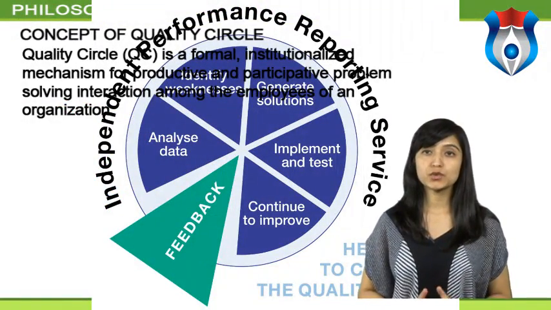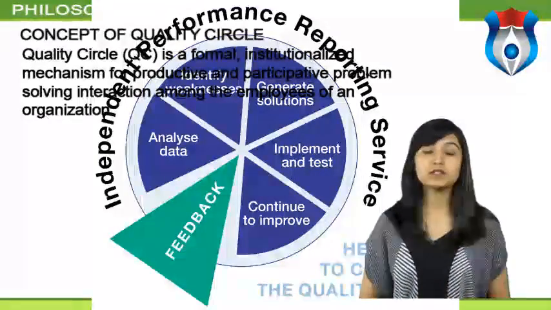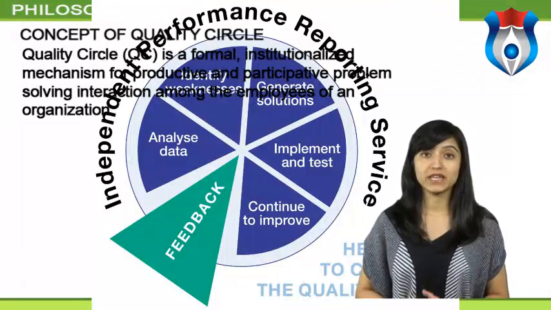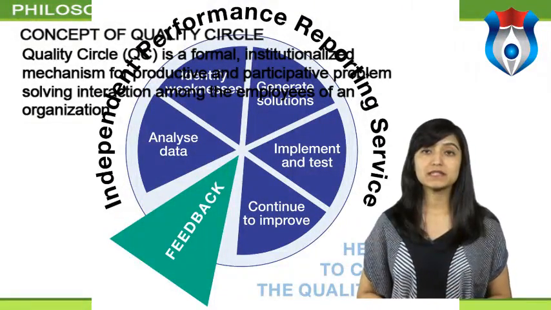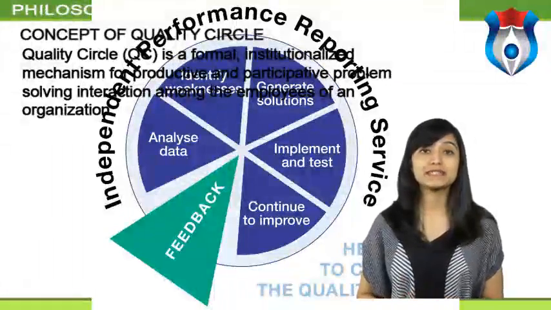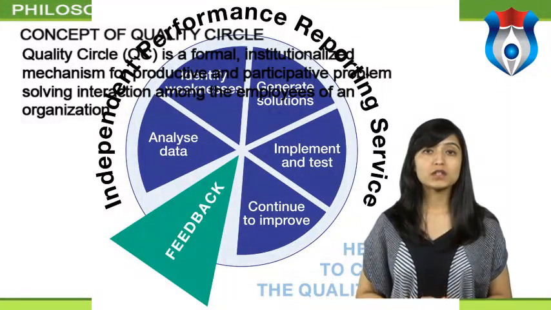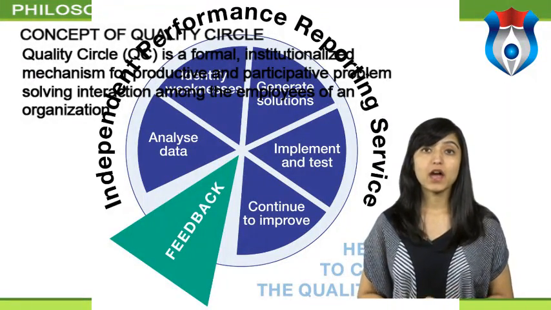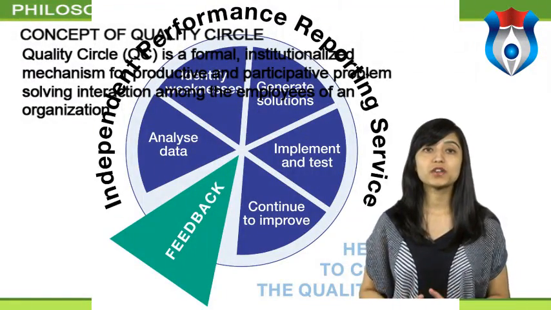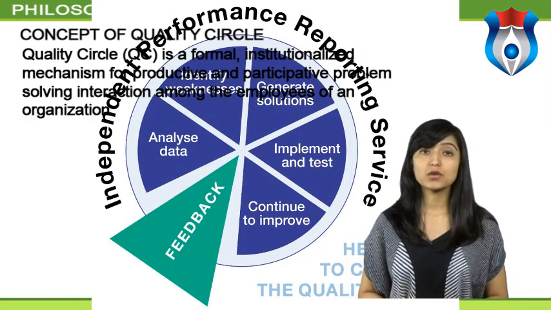Quality circle, QC, is a formal, institutionalized mechanism for productive and participative problem-solving interaction among the employees of an organization. The QC consists of a small group of employees from all levels of the existing hierarchical structure within an organization, voluntarily involved in the process of identifying, analyzing, and formulating solutions to various technical, manual, and automation-related problems encountered in daily work life.